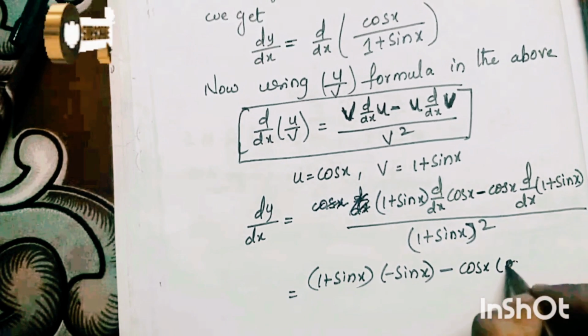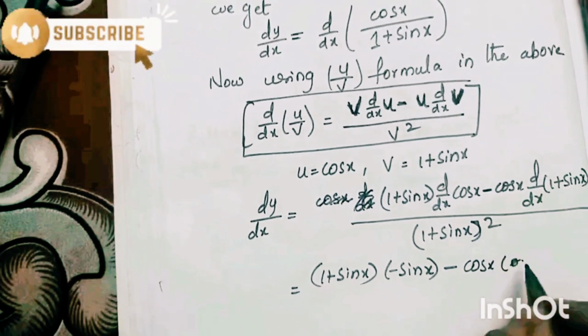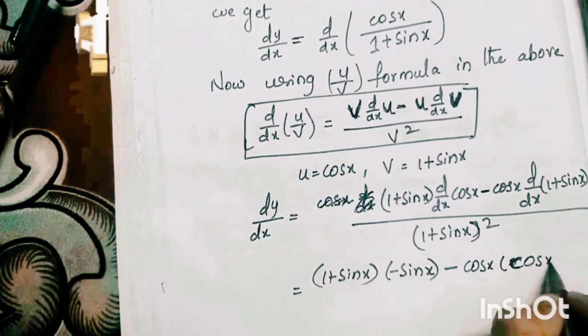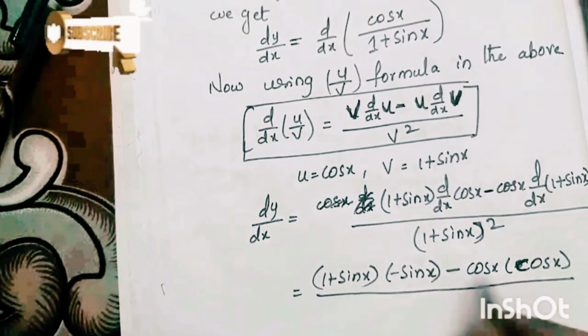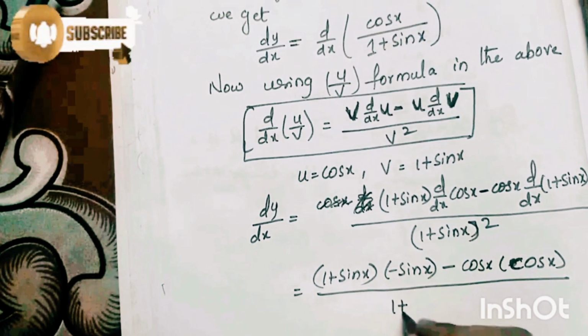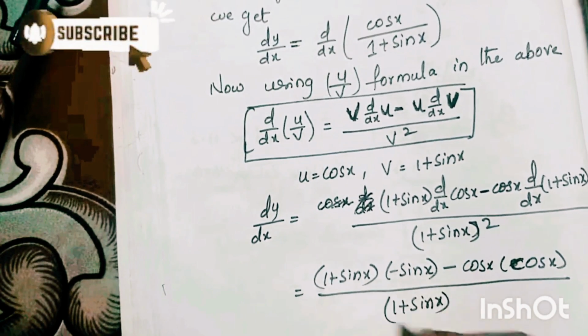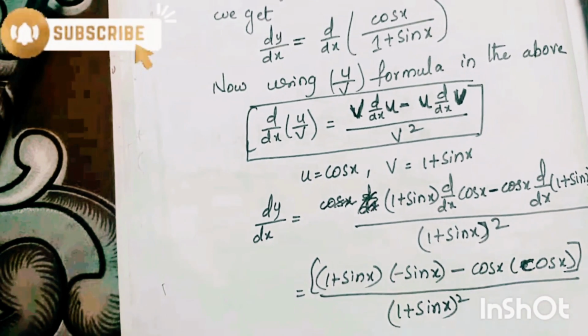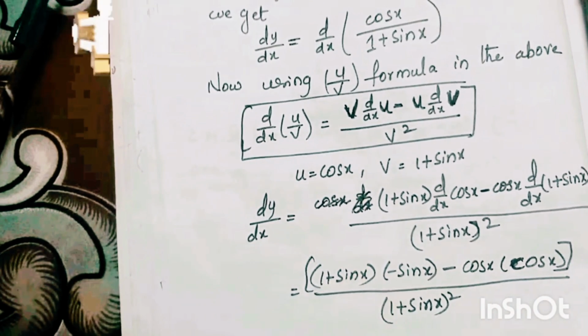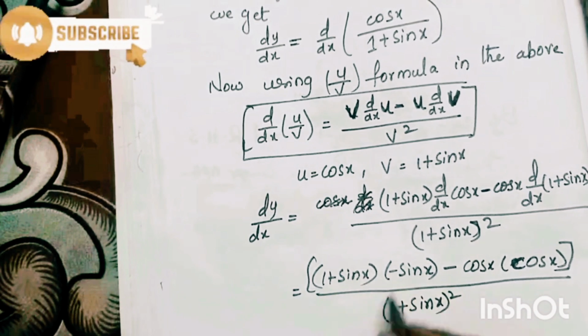0 plus sin x means how much? Cos x. The derivative d by dx of sin x is cos x. Now write down the denominator, 1 plus sin x whole square. Numerator and denominator we have differentiated.